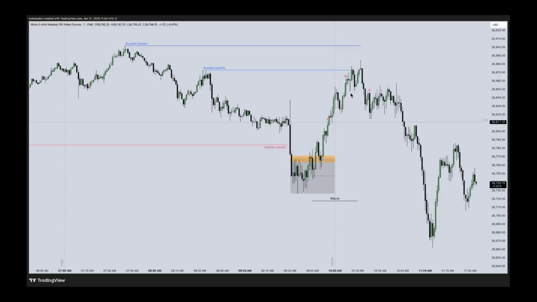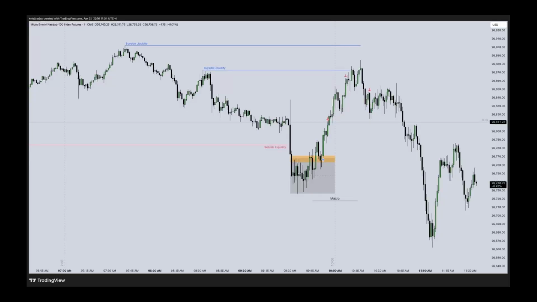Here are my executions, annotated by the blue and red arrows. Like I said, we dropped down into the 15-minute rejection block after a run on sell side liquidity. Wanted to see some sort of movement out of this fair value gap and this inversion fair value gap, just to see that it was actually going to be respected, because the dollar index was a little bit shaky at this time.